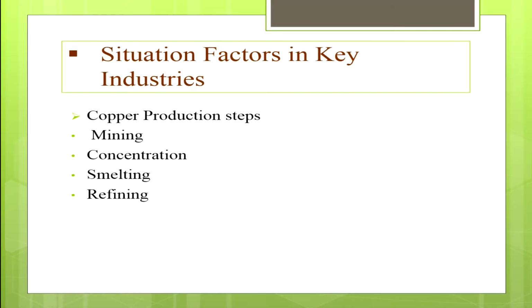The production of copper involves a few steps: mining, concentration, smelting, and refining. Mining, concentration, and smelting are great examples of bulk reducing activities that must be planted near their sources of inputs. Refining is the only step that does not need to be located near inputs.